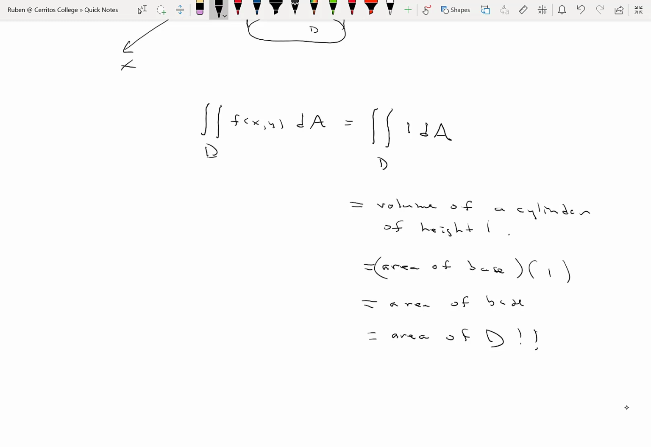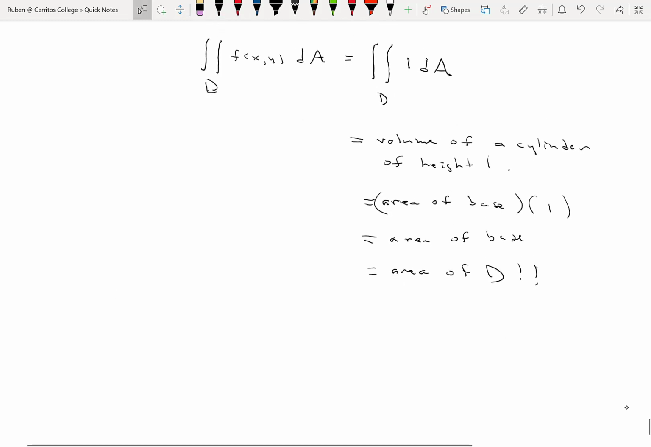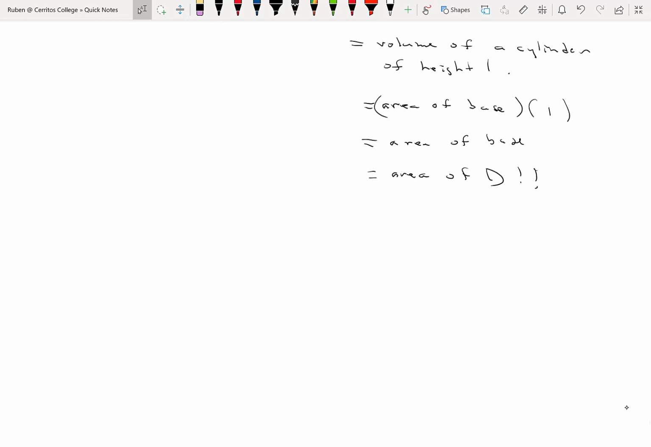This is a very different way of looking at areas from Calc 1. Areas from Calc 1, remember, those were the integral of top function minus bottom function dx, or right function minus left function dy. Now it's the double integral of 1 over the region that you're integrating. If that doesn't make sense, let's take a look at our last example.